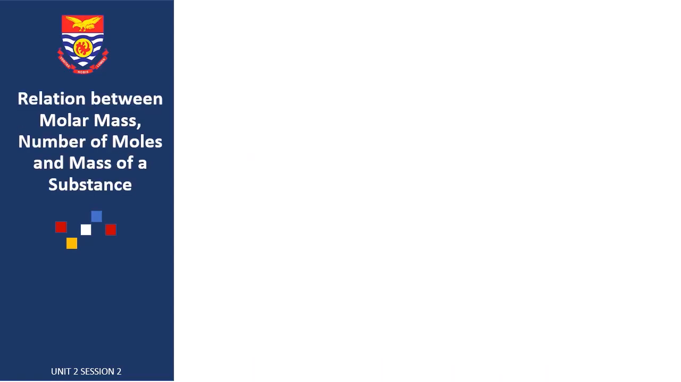Now there is a relationship between molar mass, number of moles, and mass of a substance. If you remember, we said molar mass is the mass of 1 mole of a substance. So even in that definition, we hear of 3 terms: mass, mole. So let's look at the relation. The amount or number of moles is mathematically given as the mass over the molar mass. So small m for mass, capital M for molar mass, and small n for number of moles.